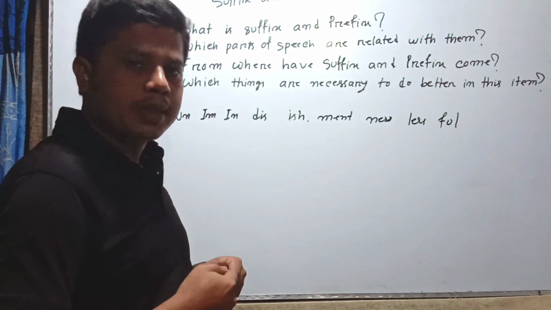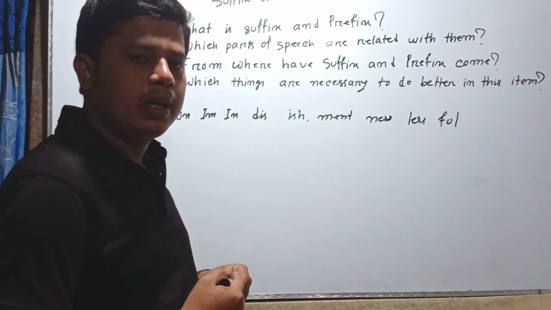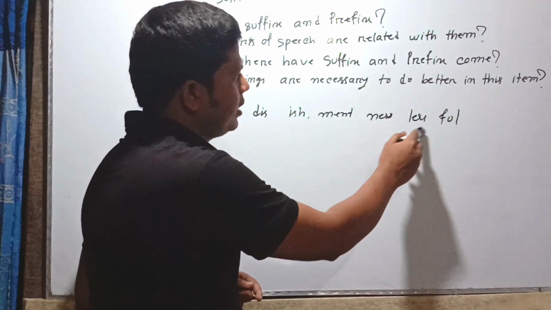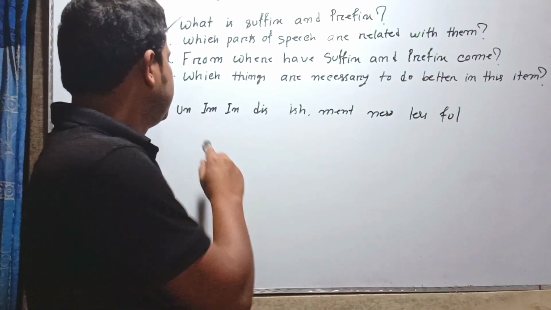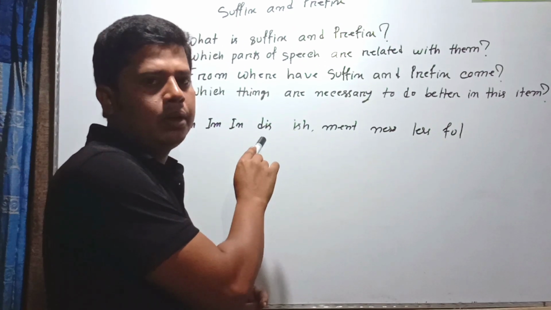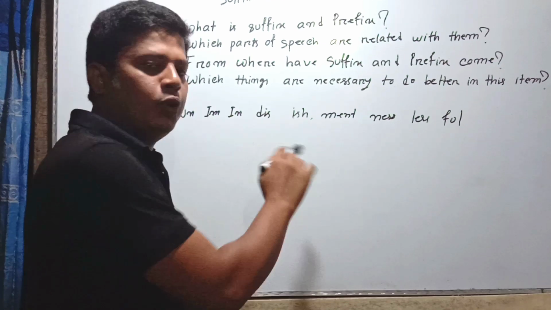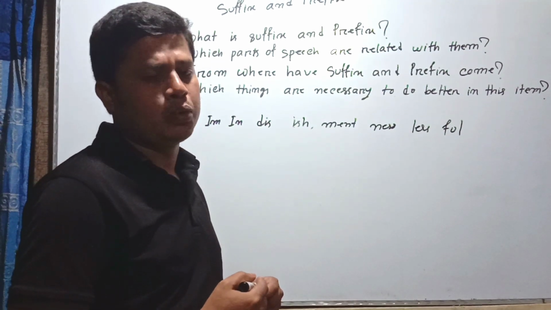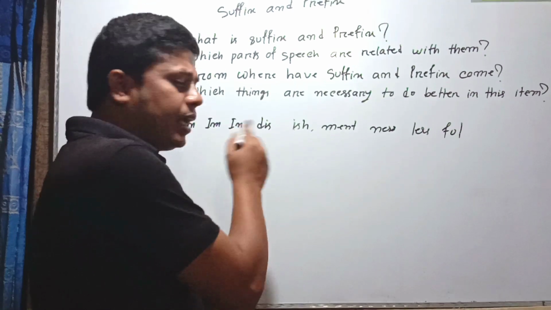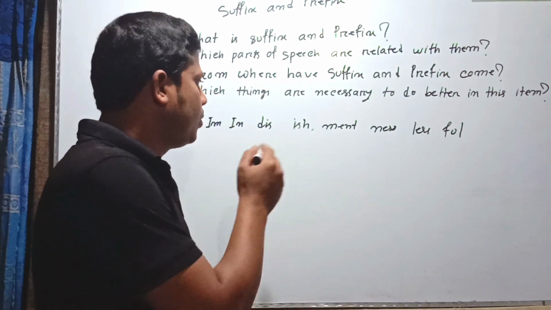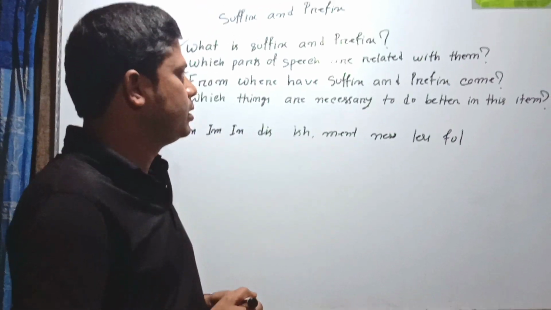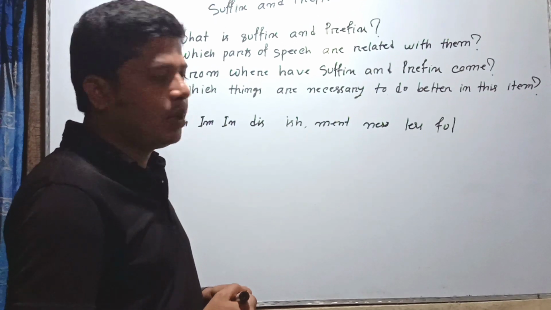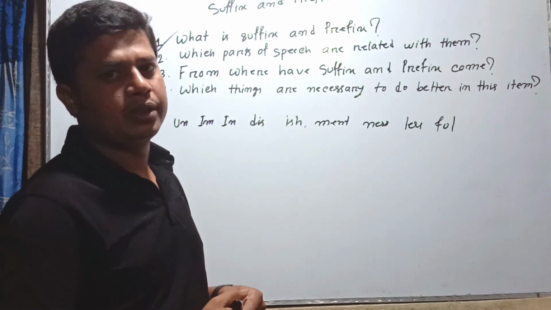Dear students, suffix and prefix are words like this: an, im, in, dis, ish, ment, ness, less, full. These are letters or group of letters. They have no meaning of their own, but they have a special quality that they can be added before or after the base word. Dear students, perhaps you have understood what is suffix and prefix.